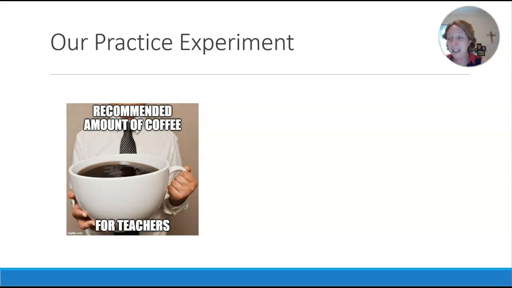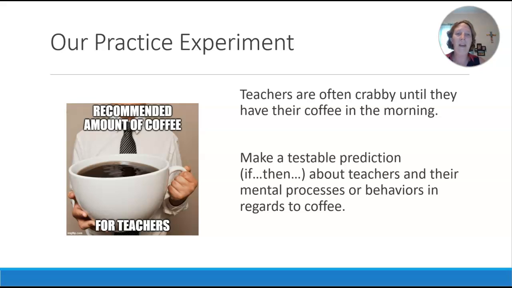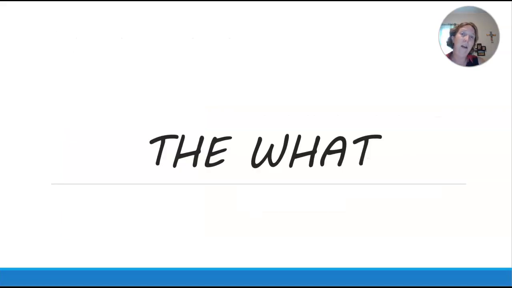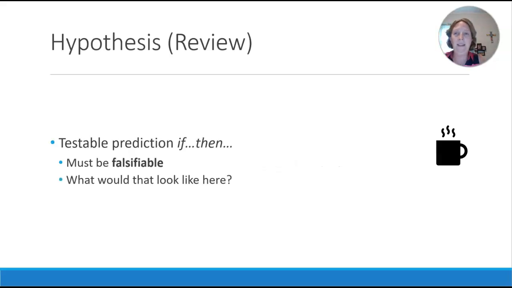Those blank boxes next to your definitions is where you should be writing examples that go along with this practice experiment. And that experiment is based on the observation that teachers are often crabby until they have their coffee in the morning. So we're going to start off by making a testable prediction, an if-then, a hypothesis about teachers and their mental processes or behaviors in regards to coffee. So I want you to think about that. What would make sense as a good hypothesis if we're talking about teachers drinking coffee and their crabbiness? We're going to start by coming up with that hypothesis, that if-then.